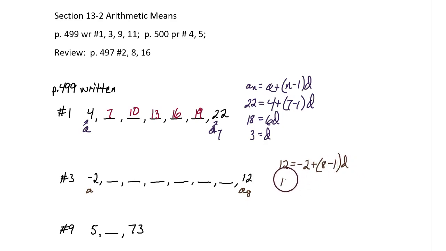Add 2 to both sides, we have 14 is equal to 7d. Therefore, 2 is equal to d. -2 add 2 makes 0. 0 add 2 makes 2. And then 4, 6, 8, 10.